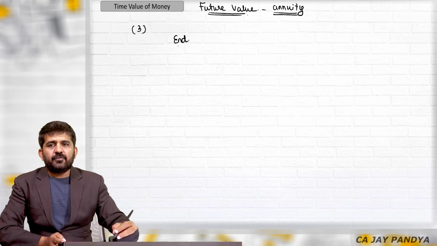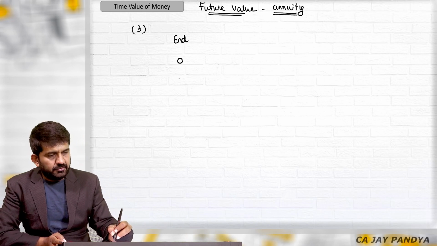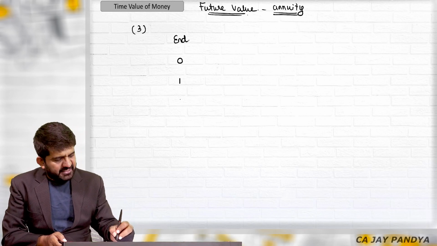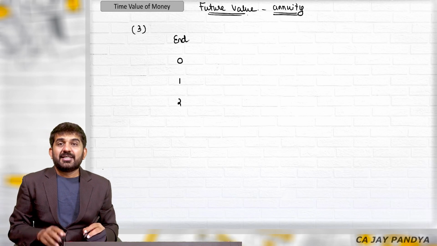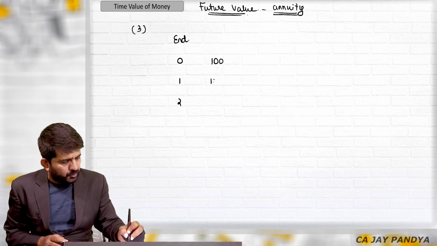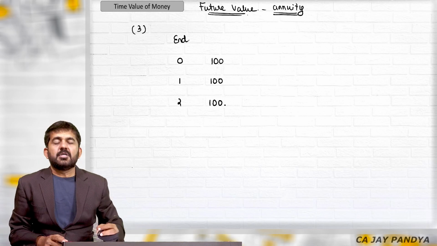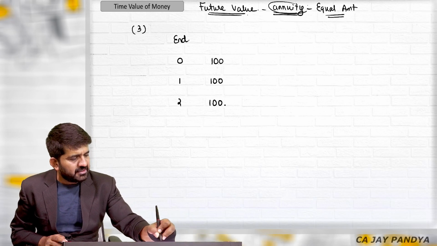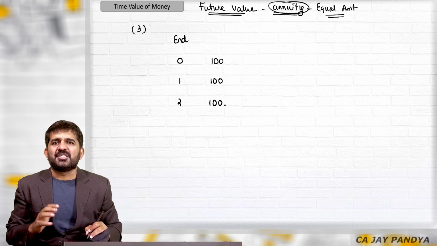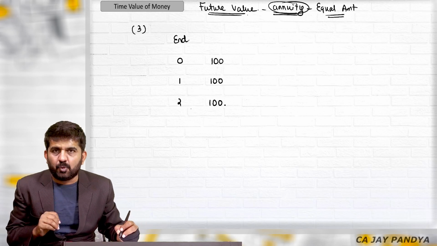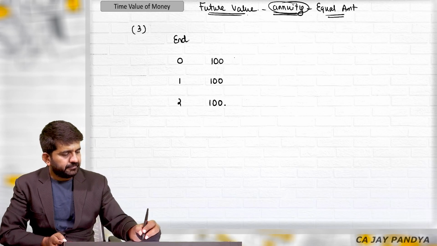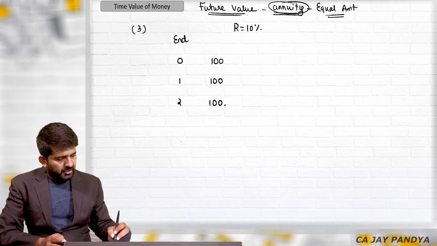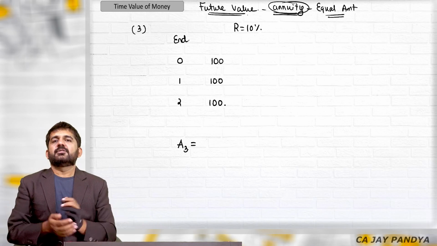At the end of 0, 1, and at the end of second year, same thing, but the amount invested is rupees 100. Now any equal amount is nothing but annuity. So these questions are of annuity because the amount invested is equal. Rate of interest is say 10%. What will be the amount after 3 years?